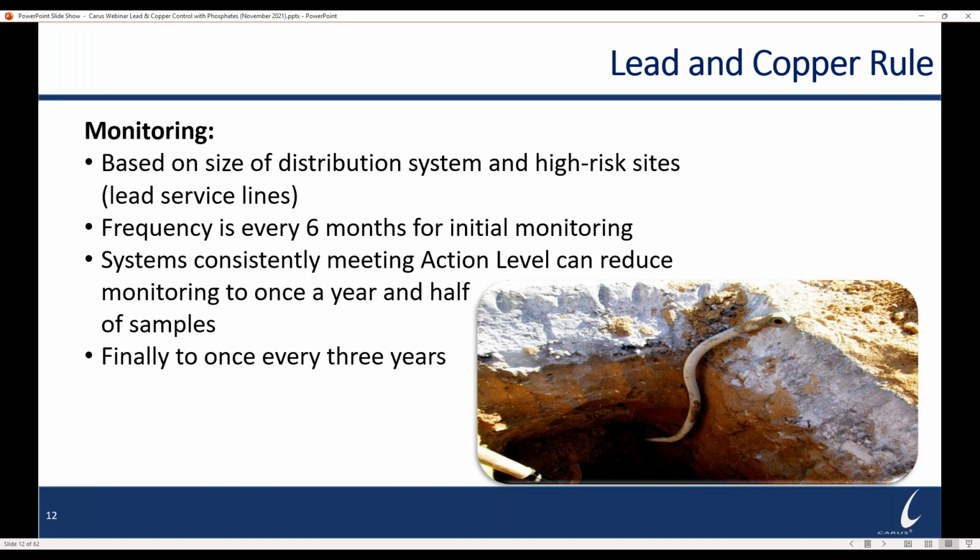Now, like I said, the monitoring is based on the size of your distribution system, and under the 1991 Lead and Copper Rule you're targeted mostly toward high-risk sites, lead service lines. The initial frequency for this rule was every 6 months. If you consistently met the action level, you could go to once a year. If you consistently met the action level there, you'd go to half the number of samples, and then finally you'd be on a schedule of once every 3 years and half the number of samples as long as you stayed in compliance with the action level. So there was a benefit of staying in compliance because you had a lot less testing to do in the system.